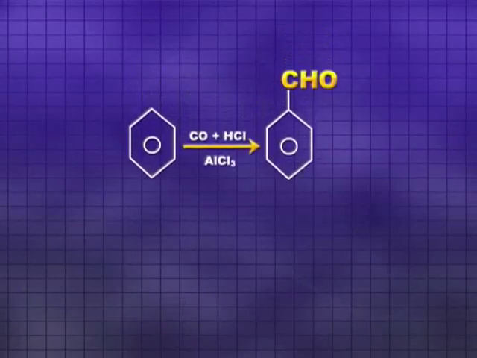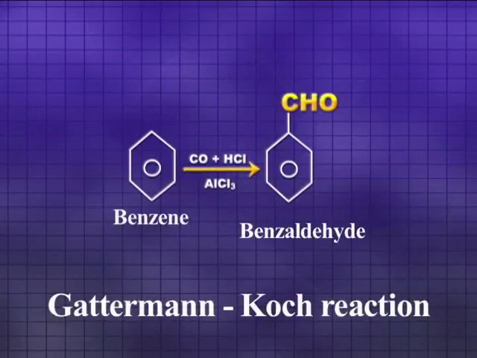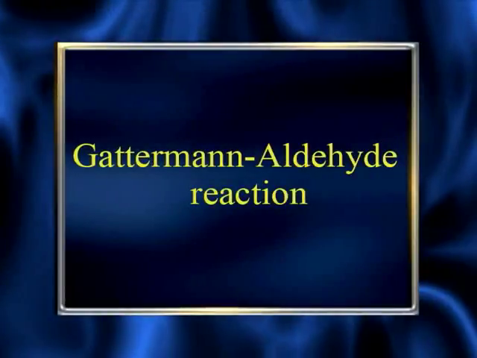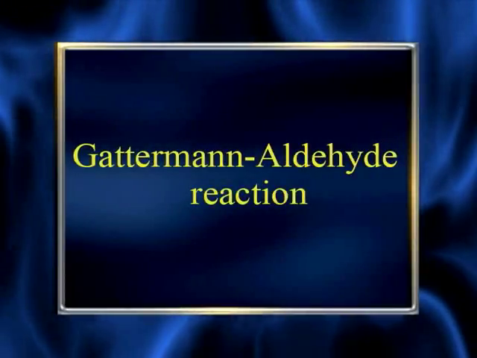Benzene reacts with carbon monoxide and HCl mixture in the presence of aluminium chloride and forms benzaldehyde via an intermediate substance which is known as formyl chloride. Now let us look at the Gattermann-Aldehyde reaction.